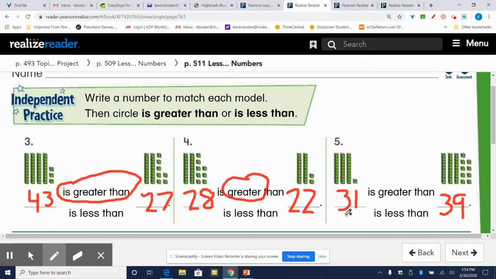Now let's see. The 3 tens is equal to 3 tens. So we can't look at the tens in this question. We have to look at the ones. We have 1 one or 9 ones. Which one is greater, do you think?